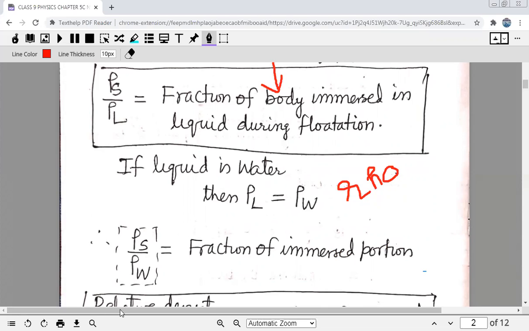And what is rho S upon rho W? Density of solid upon density of water. You answer this. Rho S upon rho W, density of solid upon density of water.